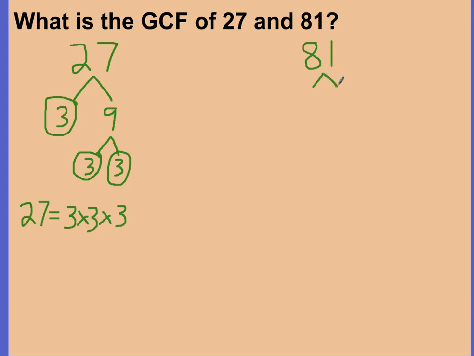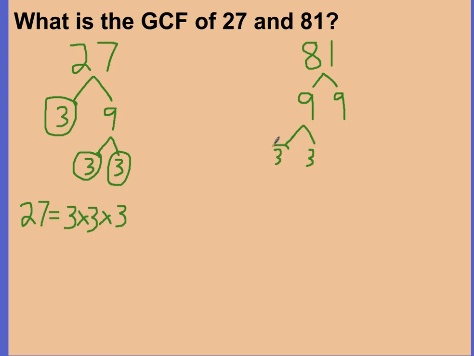81 you might know as being 9 times 9. If you do, I would start there. If you don't, that's okay. You can start with 3 and go from there. However you start these factor trees, they're going to end the same way. You're going to have the same primes at the end.